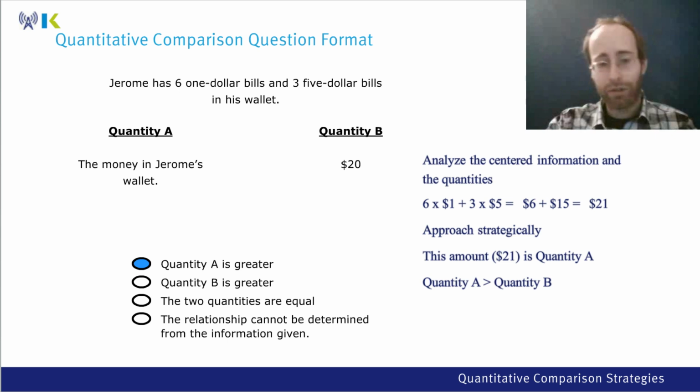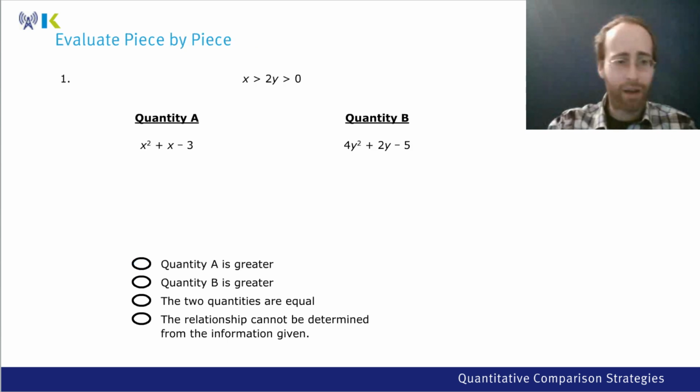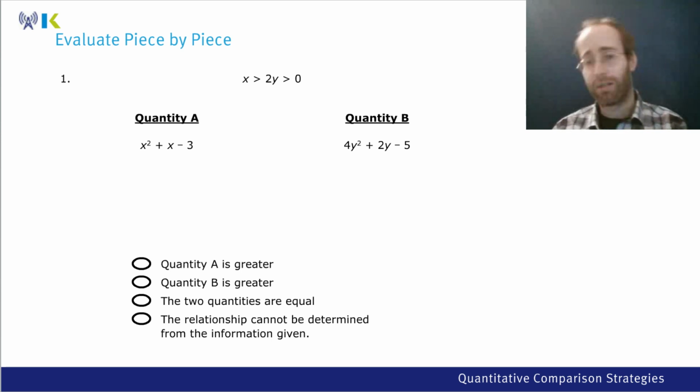So the very first strategy that I'm going to show you is called comparing the quantities piece by piece. So the idea is that you don't let the quantities intimidate you. Instead, you check each component of the quantity and compare it to the corresponding component of the other quantity. Then after you've made all your judgments, you decide what's going on.